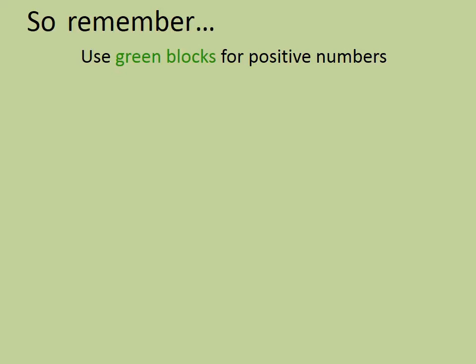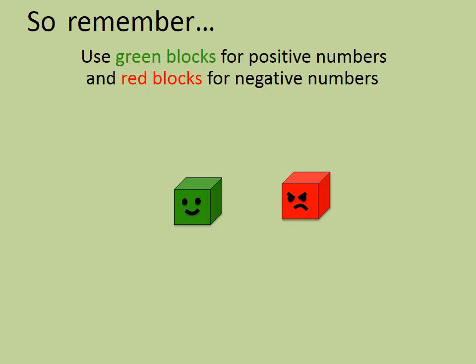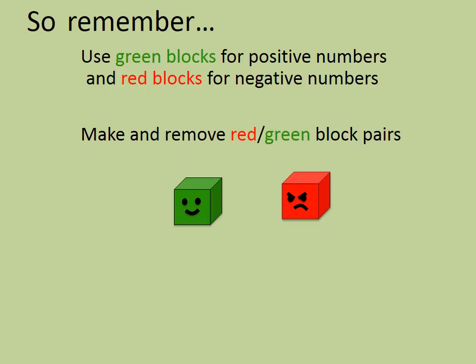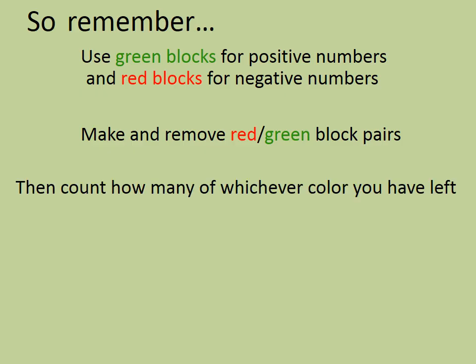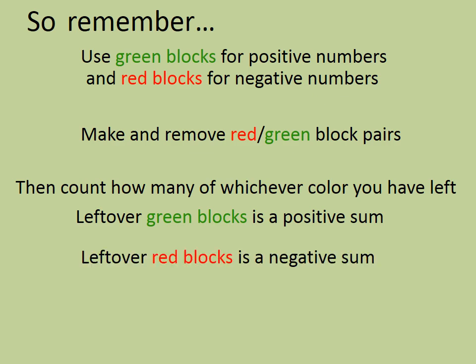So remember, use the green blocks for positive numbers and red blocks for negative numbers. Make and remove the red-green block pairs, like this. Then count how many of whichever color you have left. If you have leftover green blocks, it's a positive sum. Leftover red blocks is a negative sum.